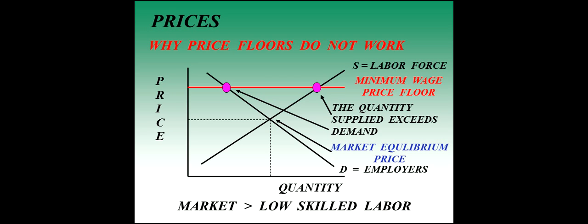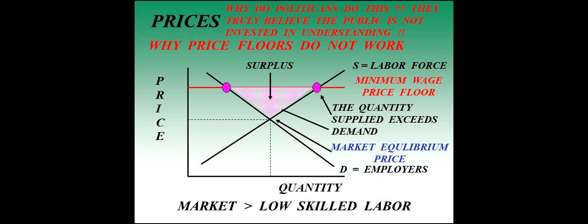Now, what this causes is far more workers making themselves available at this price level, but far fewer employers interested in hiring. And that winds up creating a situation where you have more workers than there are employers looking to hire. And we have a surplus situation. So the question here, too, just like with our price ceiling, is why do politicians do this?